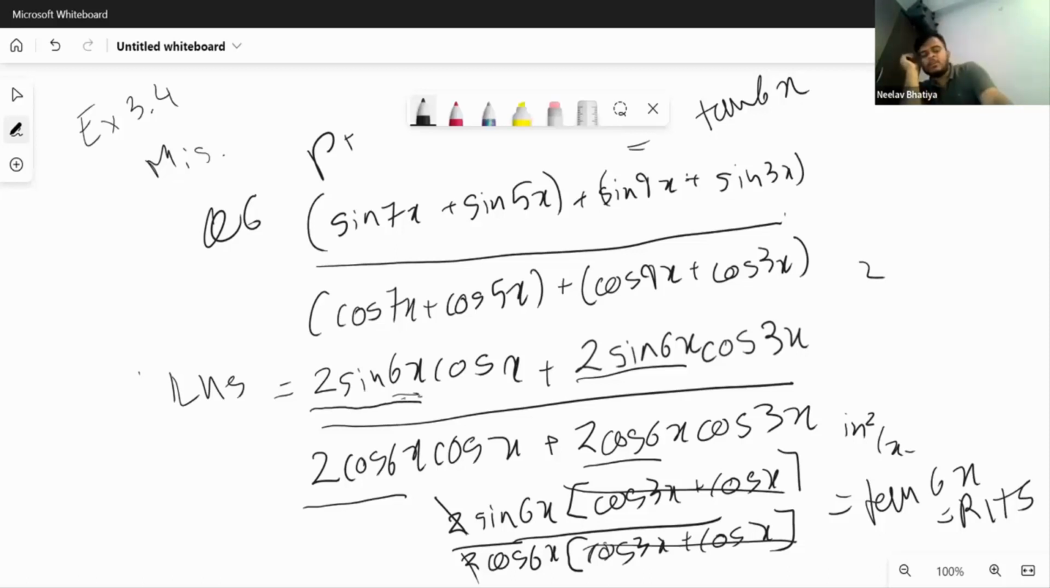When you are taking sin 6x and cos 6x common from the numerator and denominator respectively, it should come straight to your mind that the terms in the numerator and denominator must get cancelled, right? If they don't get cancelled, I won't be able to get tan 6x. So if they are not cancelling out, you are doing something wrong, so reiterate what you're doing and make corrections, right?